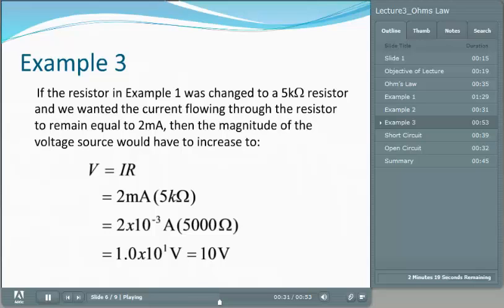This increase in voltage is expected because there is a linear relationship between resistance and voltage when current is held constant. Alternatively, what we can say is that to obtain the same amount of current through a larger resistance component, a larger electromotive force, voltage, needs to be applied to the component.